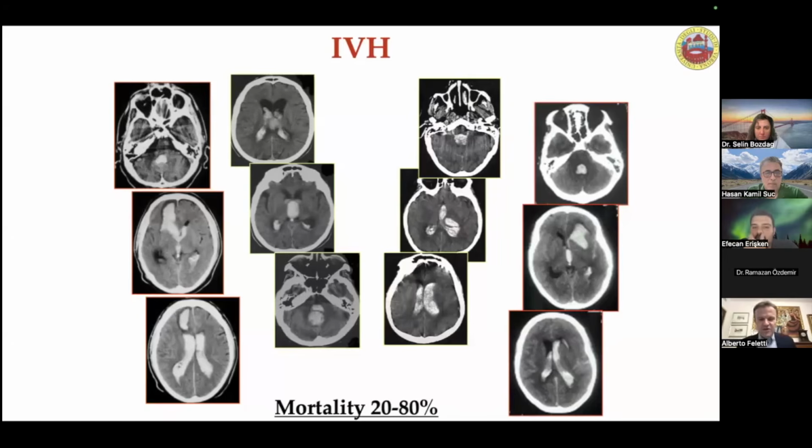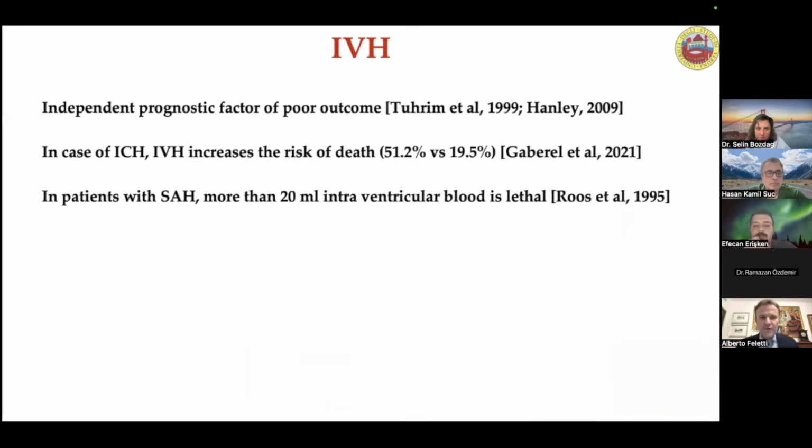We know from the literature and also from our own daily experience that intraventricular hemorrhage is a very bad condition, carrying a high mortality rate, up to 80% in some published series. We know also that IVH is an independent prognostic factor of poor outcome. In case of intracerebral hemorrhage, if IVH is also present, this increases the risk of death in a significant way. And it plays a role also in cases of subarachnoid hemorrhage.